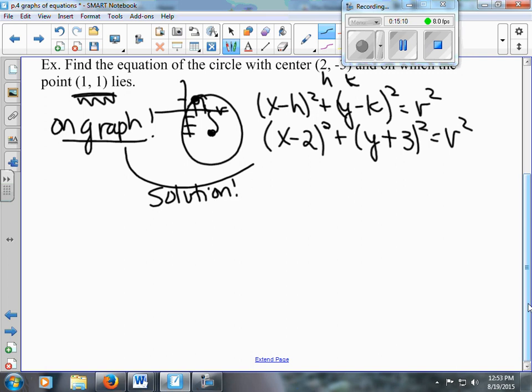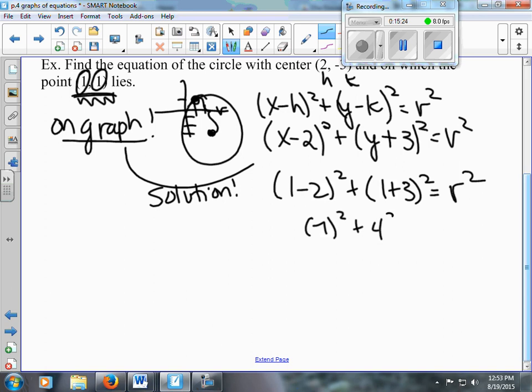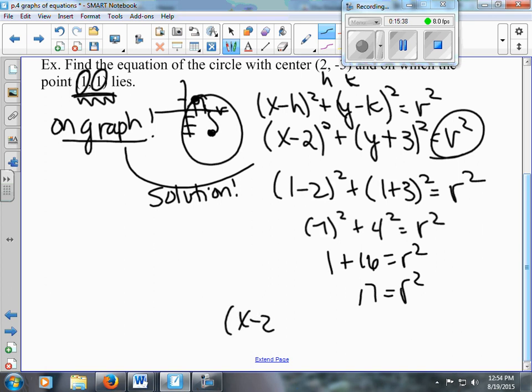So I'm going to go ahead and just plug in. I'll replace x with 1 and y with 1. So I have 1 minus 2 squared plus 1 plus 3 squared equals r squared. This means that negative 1 squared plus 4 squared equals r squared, or 1 plus 16 is r squared. So r squared is 17, which is great because I just need to know r squared. That means my equation is x minus 2 squared plus y plus 3 squared equals 17.